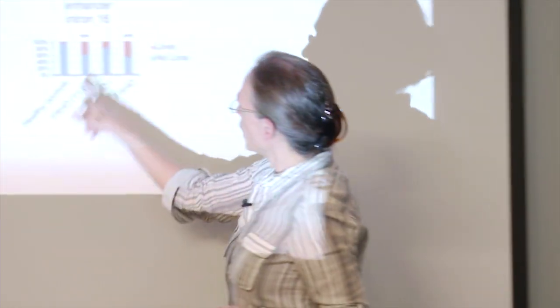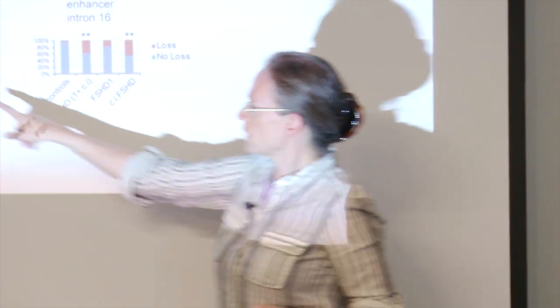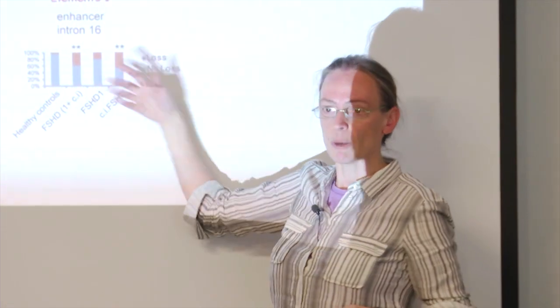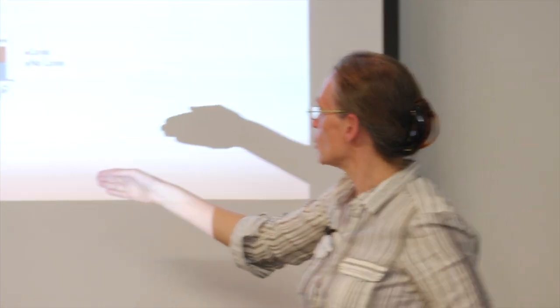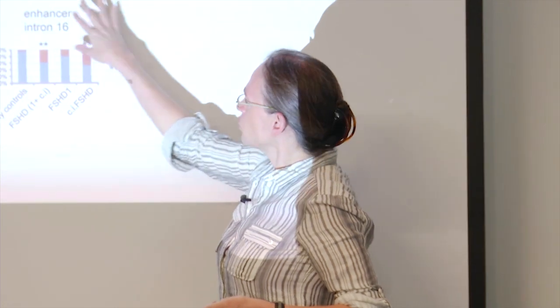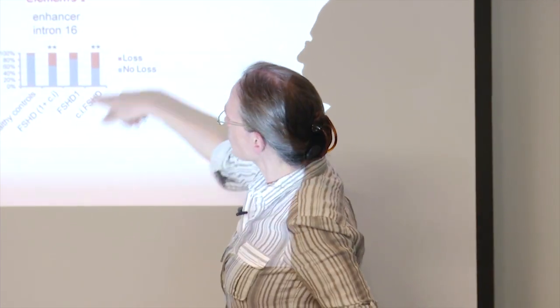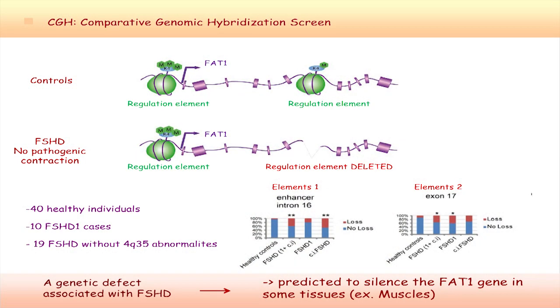So that means by itself, this deletion is not sufficient to cause the disease because it is present in the healthy population. But this is the sum of all FSHD patients, this plus this, and we had an increase in the representation of that abnormality among FSHD patients. So just to distinguish, we looked at two places, and this place is significantly associated with the cases without contraction. But if we look in another place, we also had some significant association with FSHD1. So that means this is likely to be a genetic modifier.